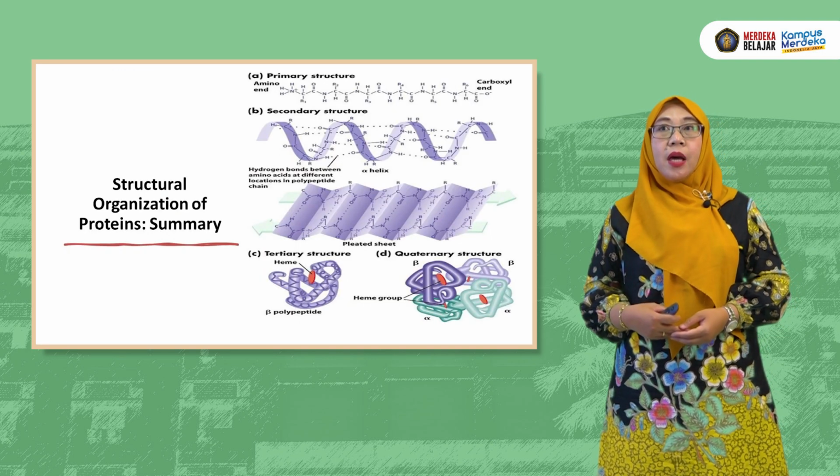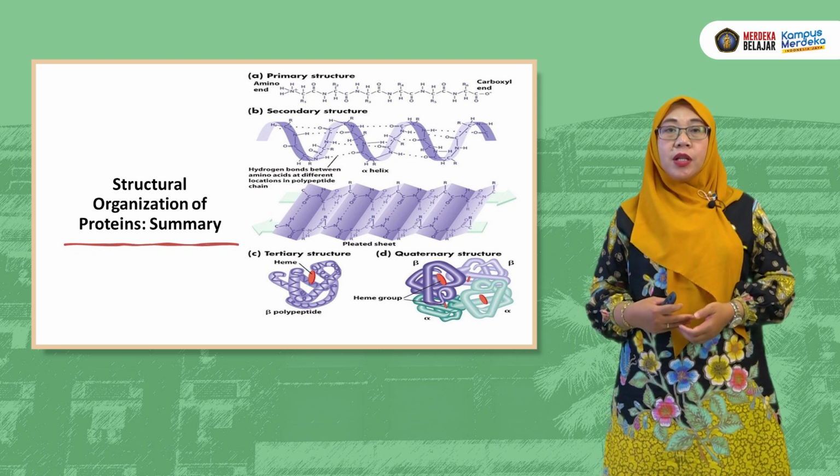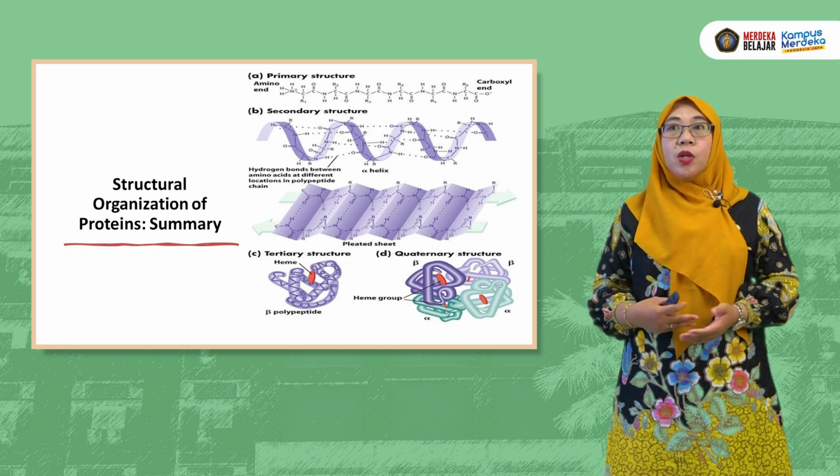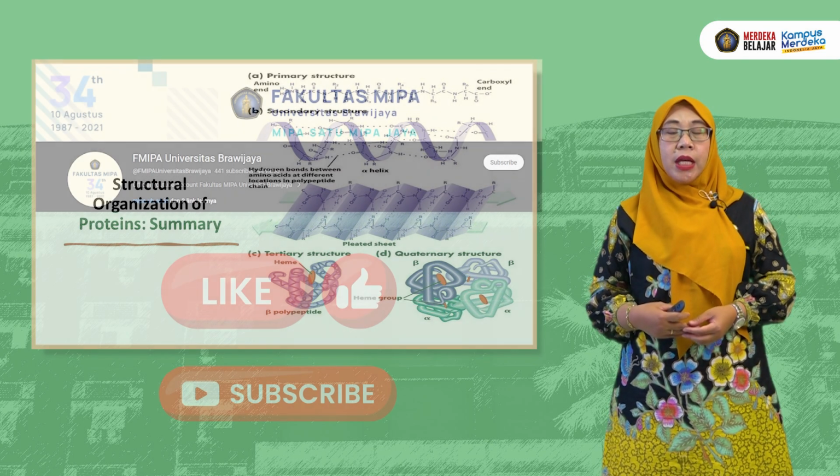Alright, let's recap the 4 protein structures. They are primary, secondary, tertiary, and quaternary. Okay, now you have already learned about proteins.